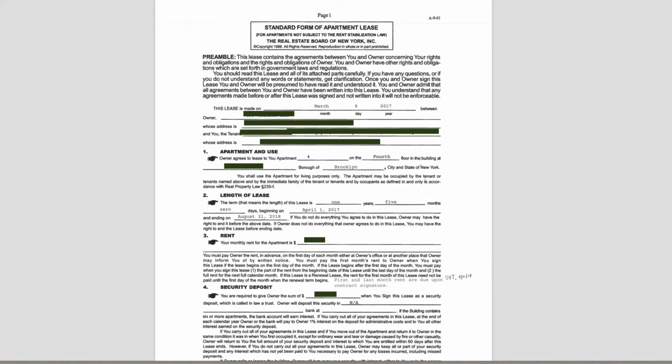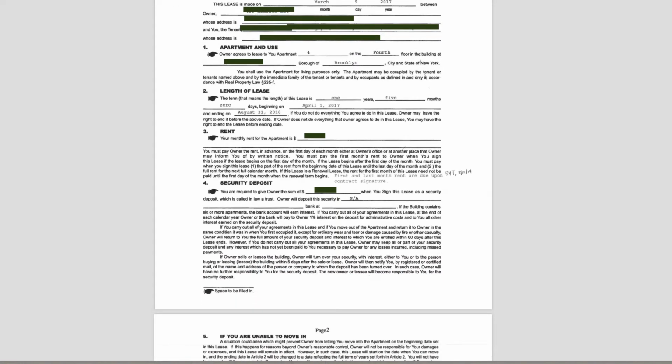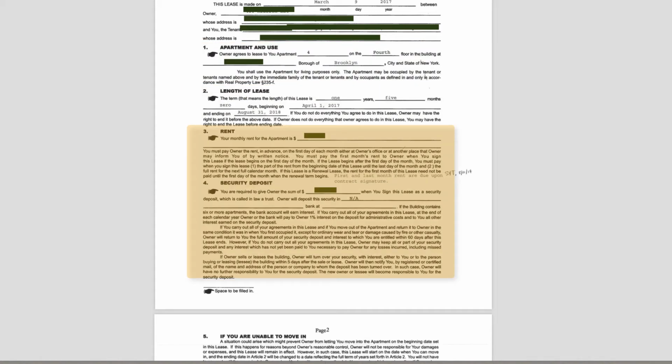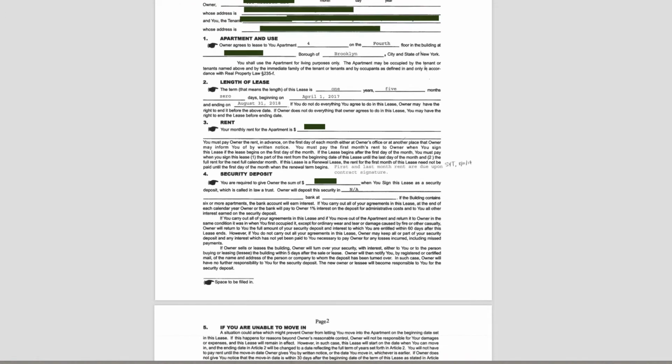In this video, we're going to walk you through a sample lease, common sections included, and red flags to watch out for. The first page of a lease usually indicates the type of residence, the length of a lease, the cost of rent and security deposit, and the owner and tenant's names and information.